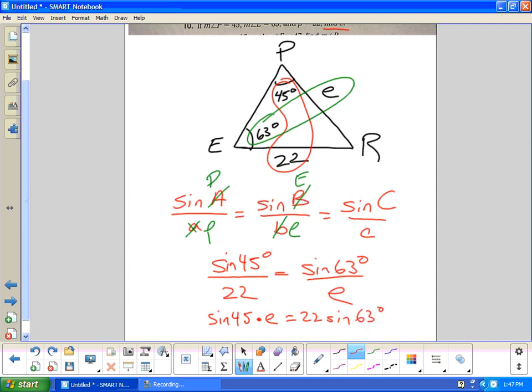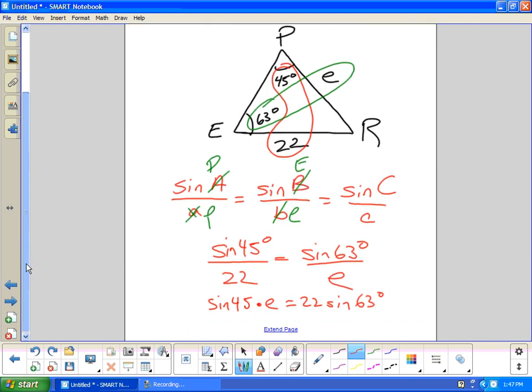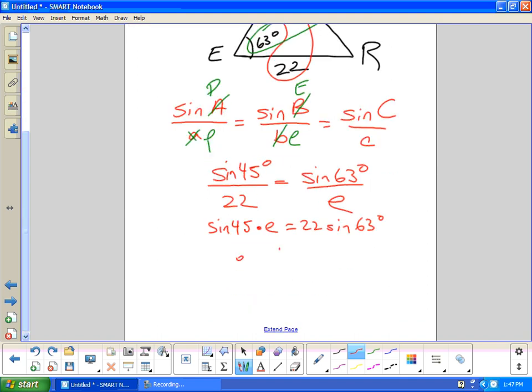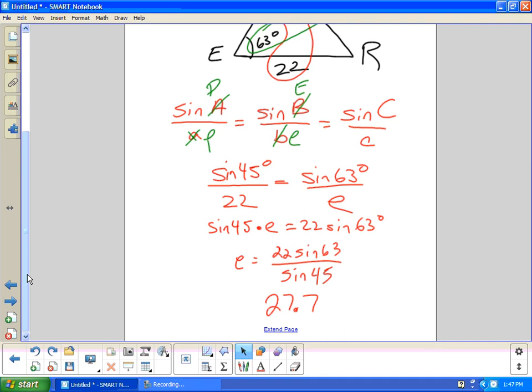Now, I could get values here, but your calculators are great devices. Because all you have to do now to solve for e is divide by sine 45. Cross multiply and divide. And if you type this in your calculator, 22 times sine 63 parentheses divided by sine 45 parentheses, you're going to get the answer. And e in this case is 27.7. And law of sines is so fast. Remember how we handled these problems before? We were having to draw the altitude, perpendicular, find the angle, go all through the midwork, right? Now we can just quickly do this.